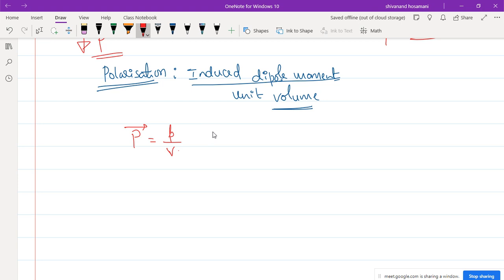We can even calculate it like this also. The dipole moment is given by Q into D, the charge into the separation. Then the volume is given by area into separation, area into its length. Then the D gets cancelled. Even Q by area is also called polarization.